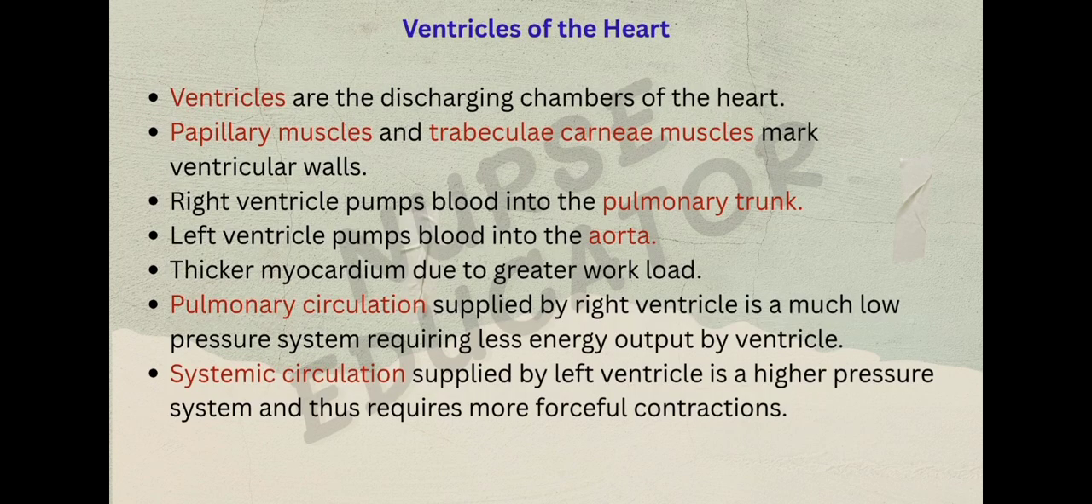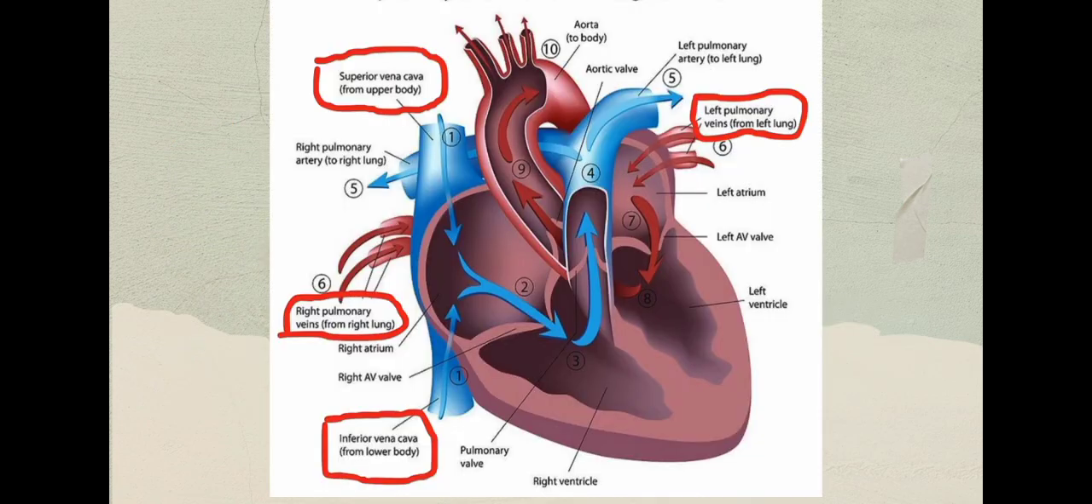Okay, why does it need more forceful contraction? Because it is supplying the whole body. It is supplying the blood to the aorta, so it requires a higher pressure system, requiring more forceful contraction. You can see here in the picture, from the right atrium to the ventricle, the blood enters the pulmonary arteries, and from the left ventricle the blood is entering the aorta.